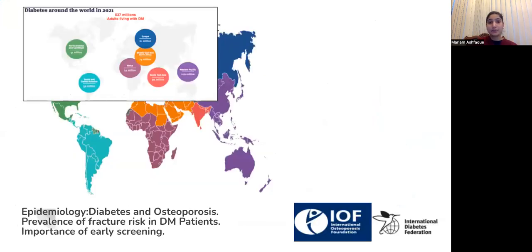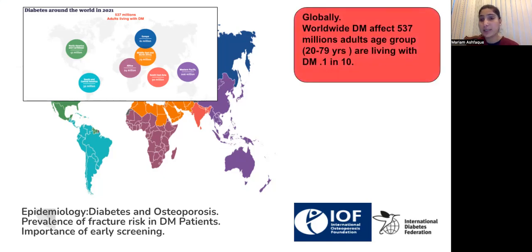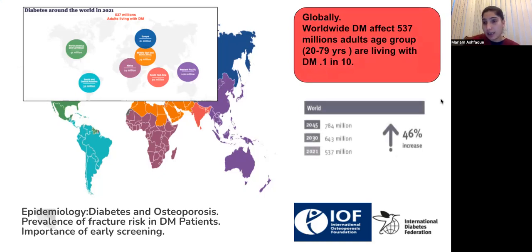the early bone disease. Before we go to the pathogenesis and the anti-diabetic medications, let's see how big a problem this is. The International Diabetes Federation reports that worldwide, diabetes mellitus affects 537 million adults in the age group of 20 to 79 years. That means one in every 10 people is suffering from diabetes, and this estimate is going to increase by about 46% in the next 25 years.